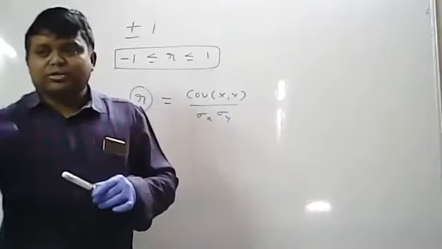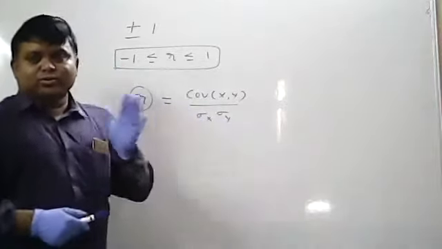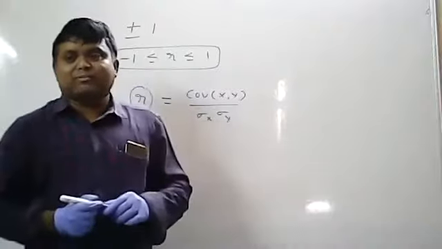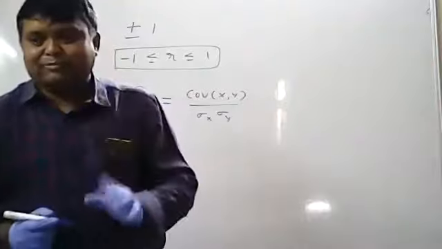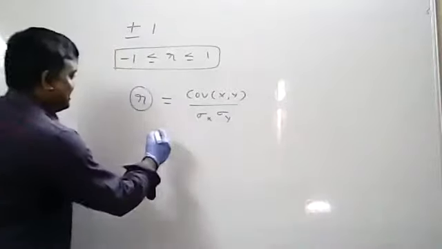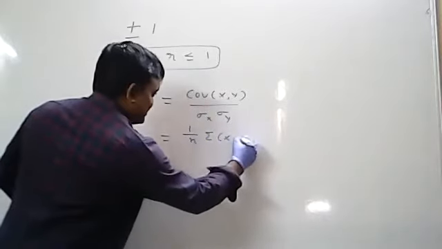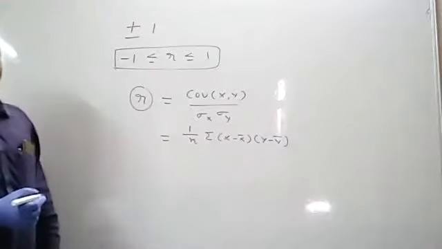For this property we will use the usual notation formulas. So what is the covariance of xy formula? The general formula is 1 by n summation x minus x bar into y minus y bar. Already I have given the formula. So this is the formula for covariance.